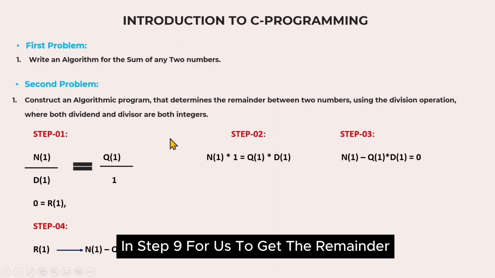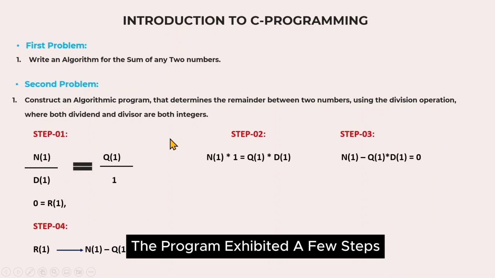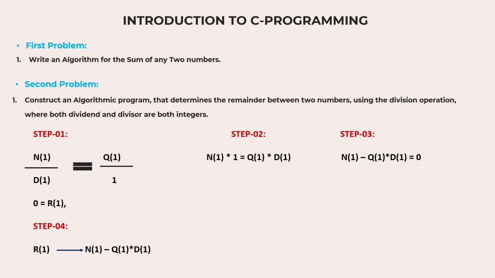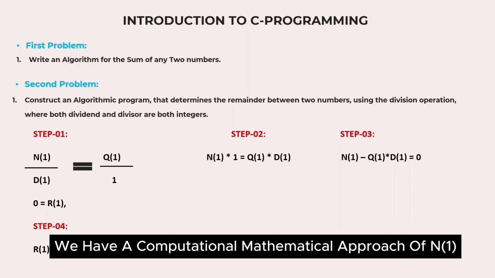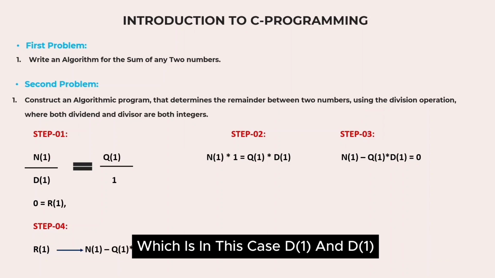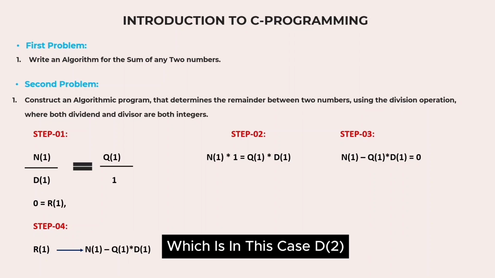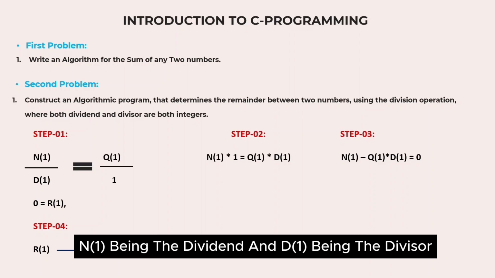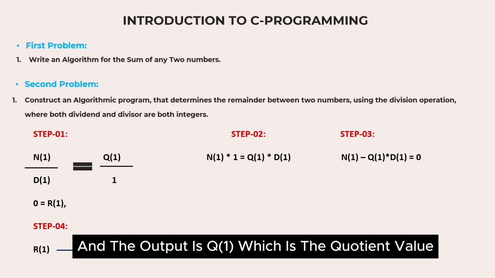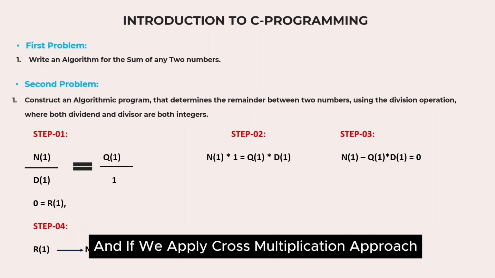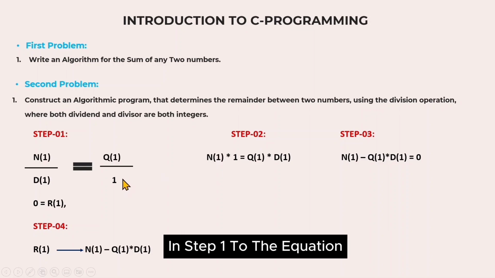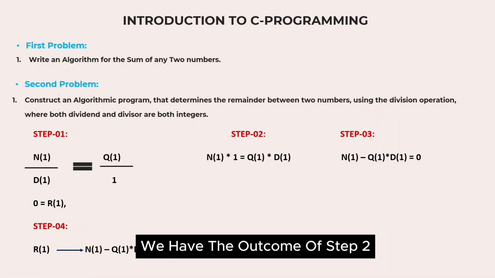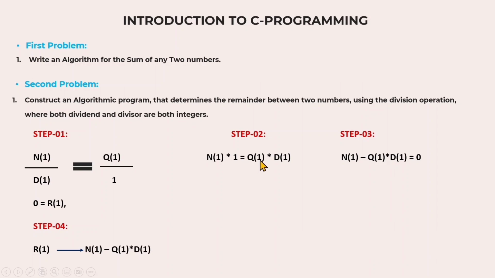In step 9, for us to get the remainder, the program exhibited a few steps. For step 1, example 2, we have a computational mathematical approach of N1, which in this case is D1, and D1, which in this case is D2. N1 being the dividend and D1 being the divisor. And the output is Q1, which is the quotient value. And if we apply the cross multiplication approach and introduce a constant 1 in step 1 to the equation, we have the outcome of step 2.